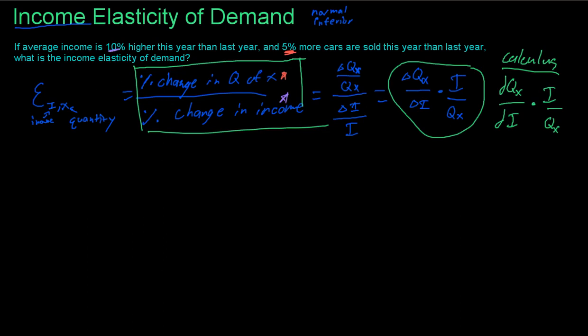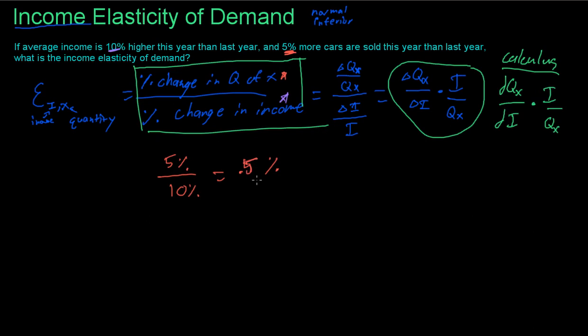So all we have to do in this case is just take 5% and divide that by 10%, which is just going to be half, so we have 0.5. And that's all there is to it. So for every 1% increase in income, there will be a 0.5% increase in the quantity of cars sold.